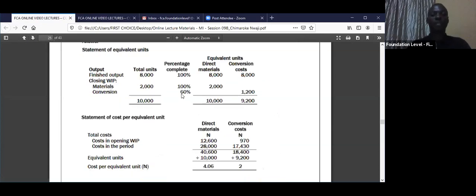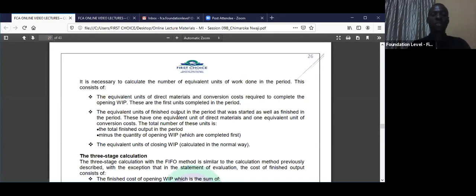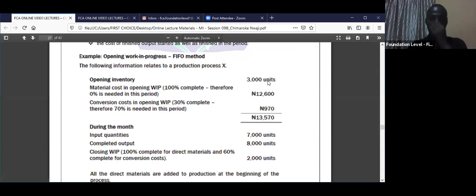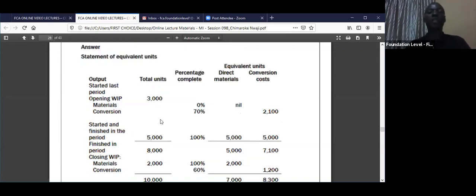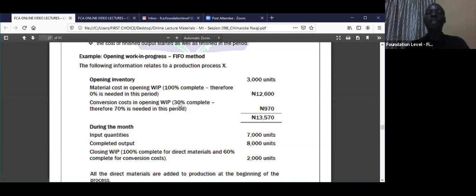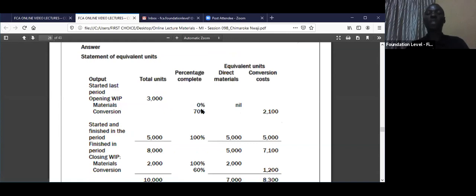According to the question here, it's page 28, so let me go to 27. According to this question here, 3,000 units were work in progress, not completed. Now, how much material has been used in it? 100% material is used. That means that 0% is needed in this new period to complete it. That's why you're saying 0% needed to complete. And when I said 30% has been completed, we need 70 to complete. So that's why you're saying 70 here.